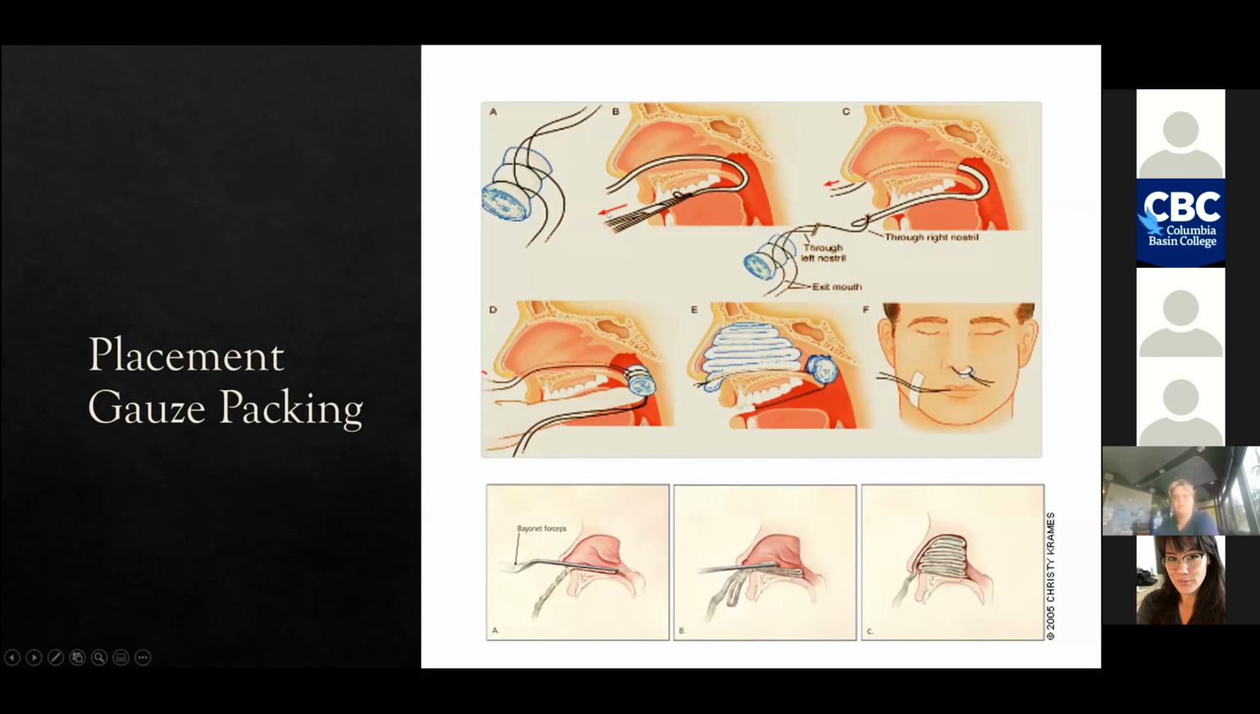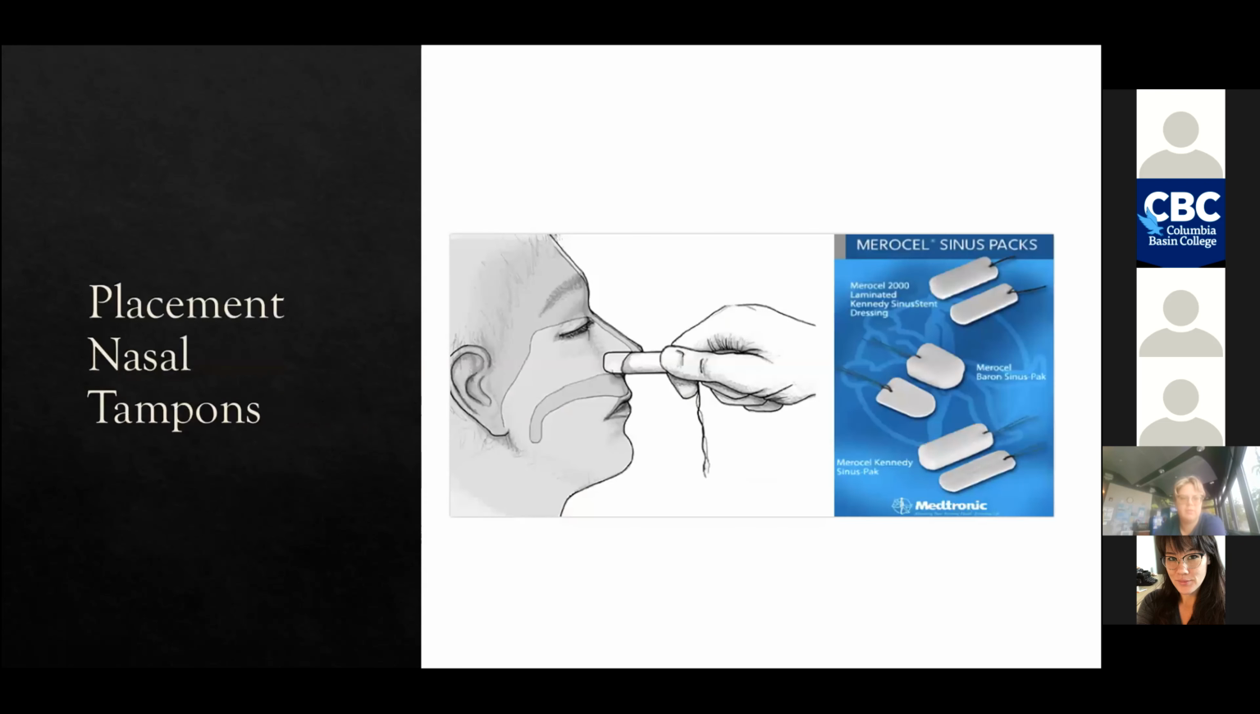And so this picture here shows where they go in the nose and then out the mouth, and it pulls the gauze back through to put it in the backside. And then to actually pack the gauze, they use the forceps, shoving them in and going back and forth, just keep shoving to fill this up. Nowadays, as far as what I read, this isn't as preferred as using the tampon placements.